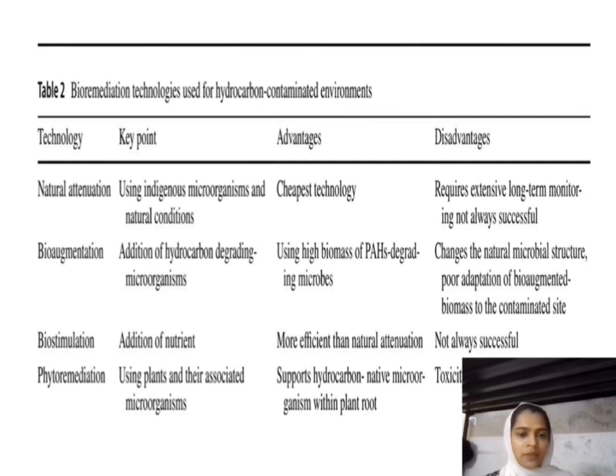Another one is bioaugmentation. It is also the addition of hydrocarbon degrading microorganisms, as we said, genetically modified microorganisms, using high biomass of polycyclic aromatic hydrocarbon degrading microorganisms. The disadvantage is that the bacteria have poor adaptation to the site, and it also changes the natural microbial structure. And for biostimulation, the key point is the addition of nutrients.